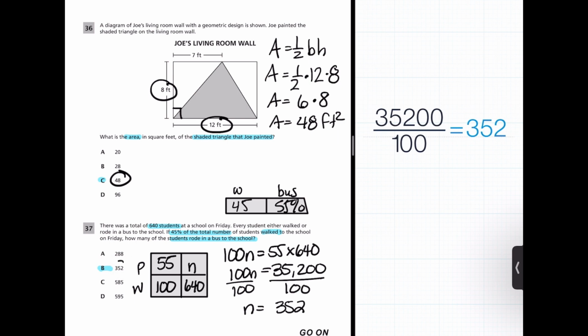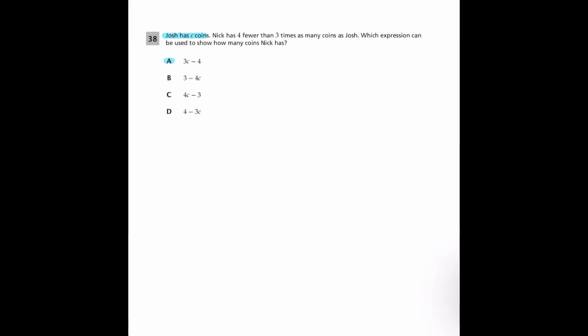Oops, let's write this down. Okay, jot this down if you need to. Josh has C coins. Nick has 4 fewer than 3 times as many coins.